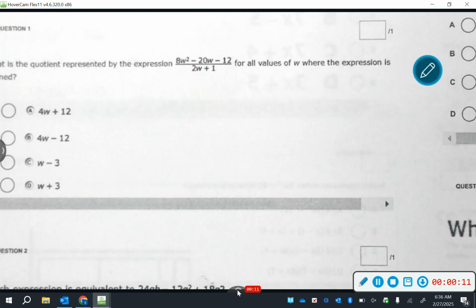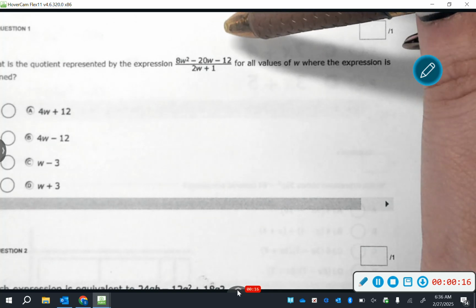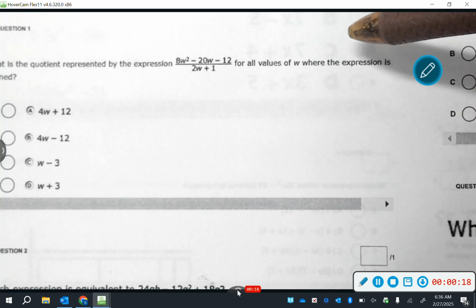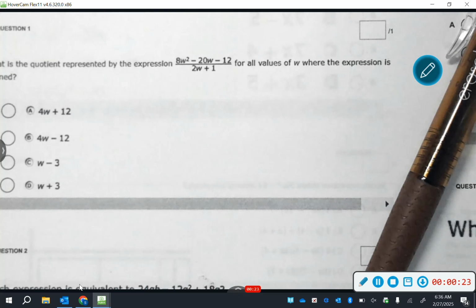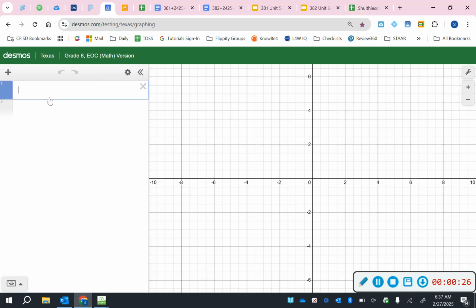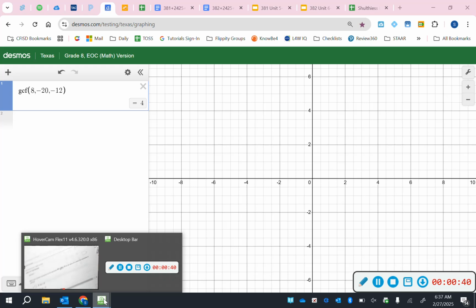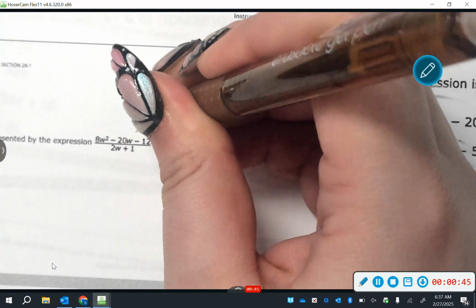Alright, what is the quotient represented by the expression 8w squared minus 20w minus 12 for all values of w where the expression is defined? So first thing we should always do is check for a GCF, which I'm not always good about showing y'all. GCF, parentheses, we got 8, negative 20, and negative 12. They told us right here, GCF is 4. So that means we need to divide the whole top row by 4.